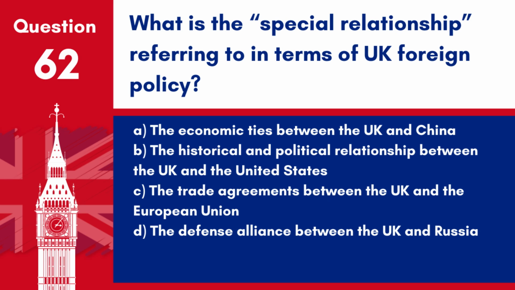Question 62. What is the special relationship referring to in terms of UK foreign policy? A. The economic ties between the UK and China. B. The historical and political relationship between the UK and the United States. C. The trade agreements between the UK and the European Union. D. The defence alliance between the UK and Russia.